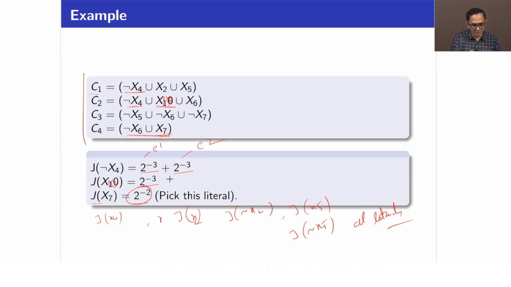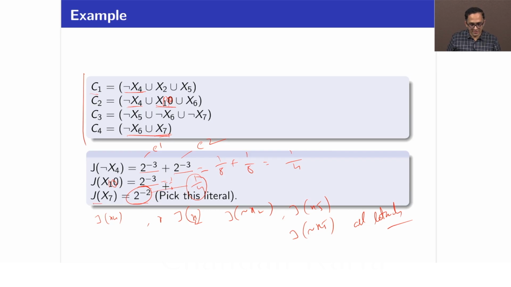So, if you see here, if you sum this, it is basically 2 to the power minus 3 plus 2 to the power minus 3, which is 1 by 8 plus 1 by 8. So, it is basically 1 by 4, and this is basically 1 by 4, right. And this is 1 by 8. When two have the same value, I can pick any of them, right. So, the point here is that I will calculate these values, and the variable that has the highest value, I will pick that one. Okay. Now, what does this imply?